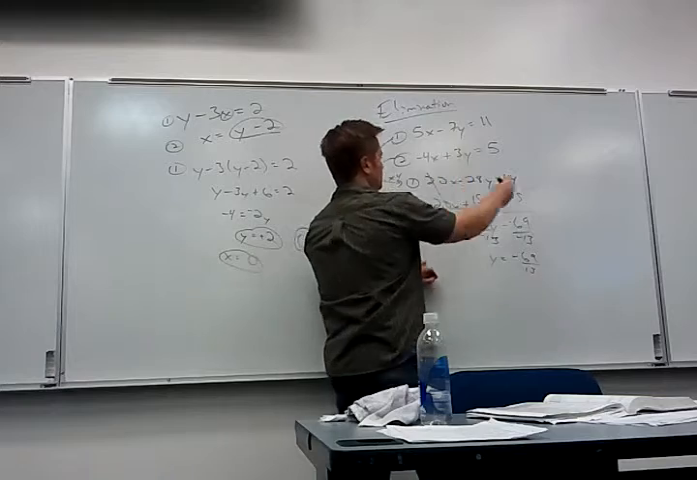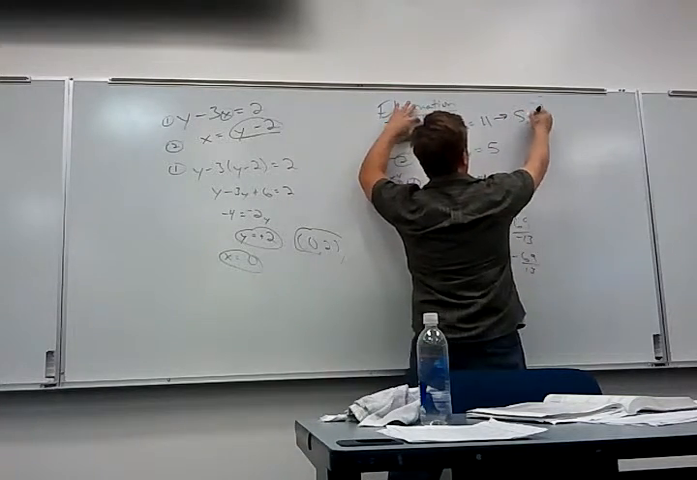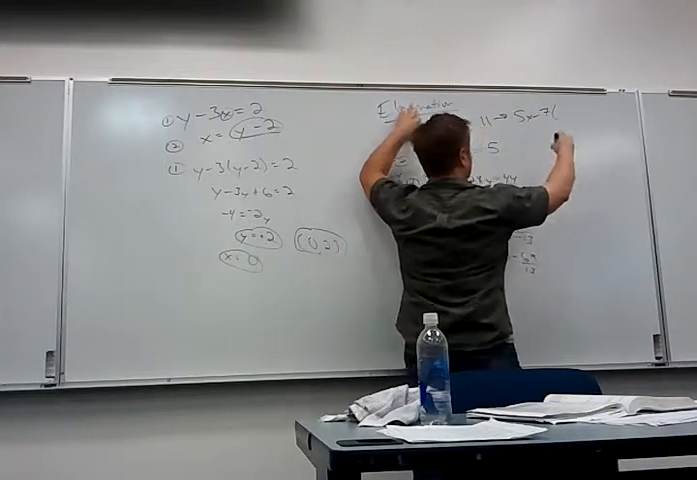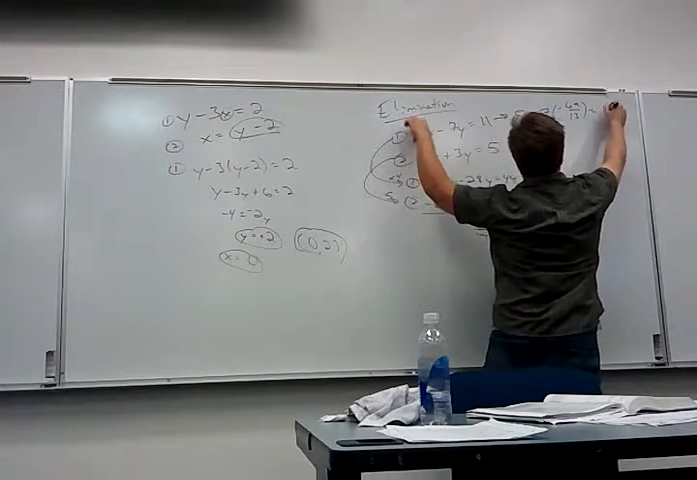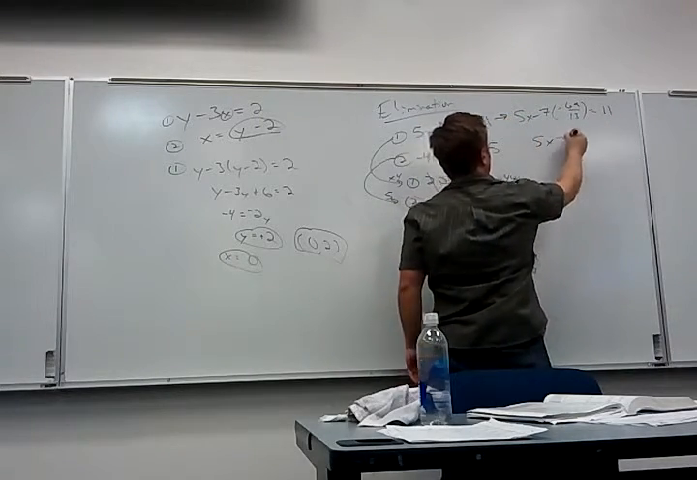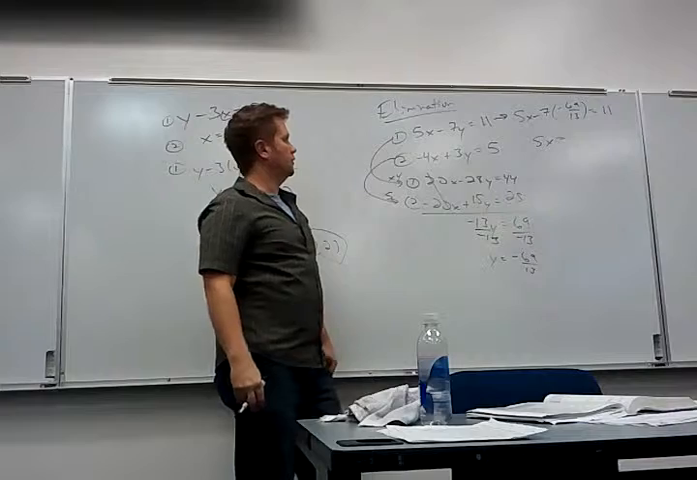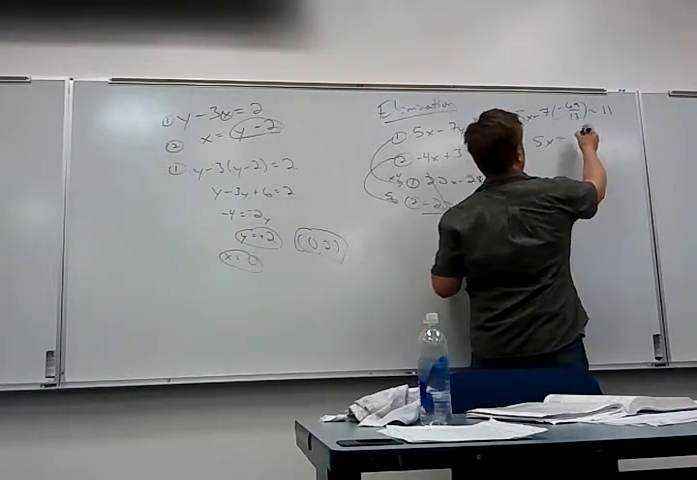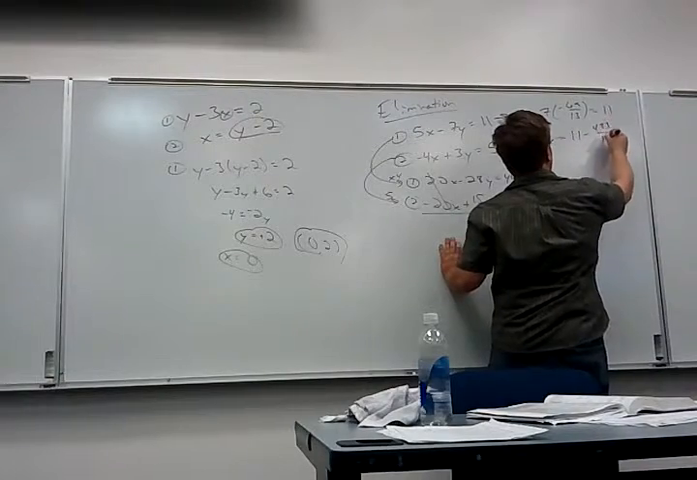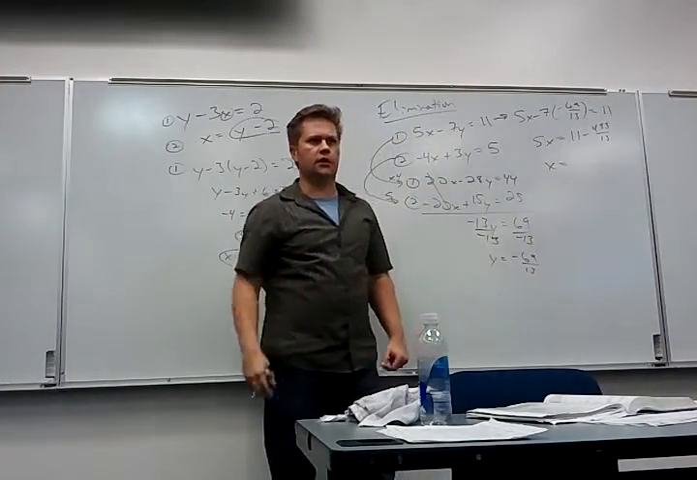So how do you get x? You just plug y back in. I plug it back in here. 5x minus 7 times negative 69 over 13 equals 11. So you get 5x equals, what is 7 times 69? 483. 483. So x equals that crap divided by 5. I mean, that's nothing major, right?